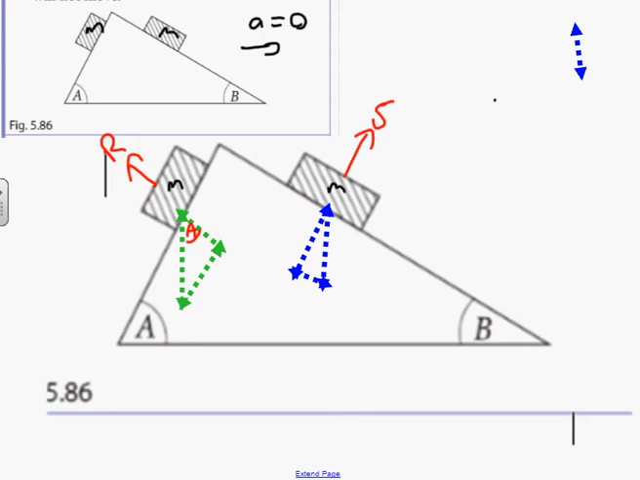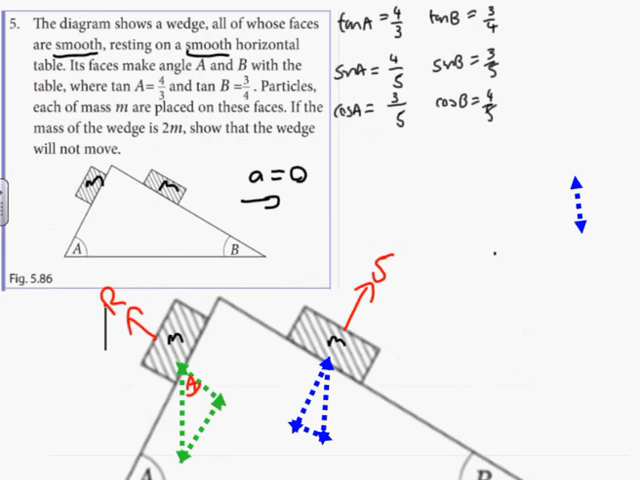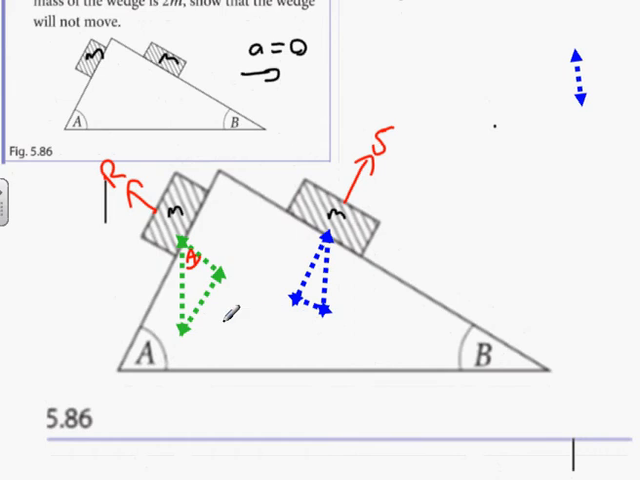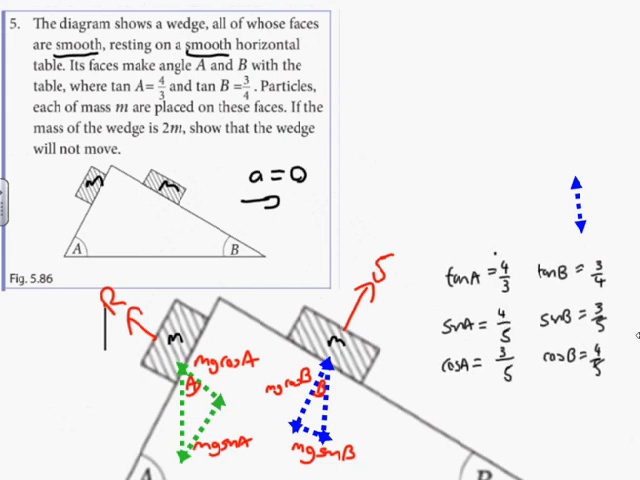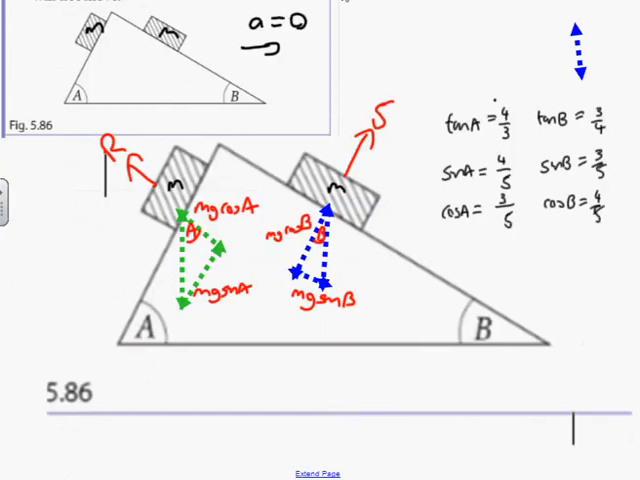Now we're told the particles are of mass m, and the wedge itself is 2m. So what we have here is mg. Mg cos A, mg sin A, and on this one here, mg sin B, and then mg cos B. Now this is where this comes in handy, where you just bring these down, or you have them in the top right of your page. Now we're just going to go around and fill them all in.